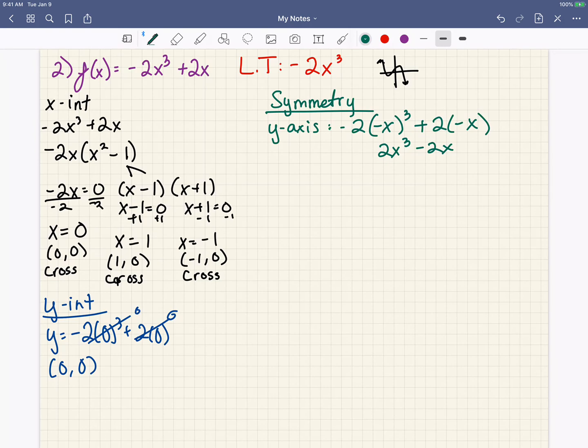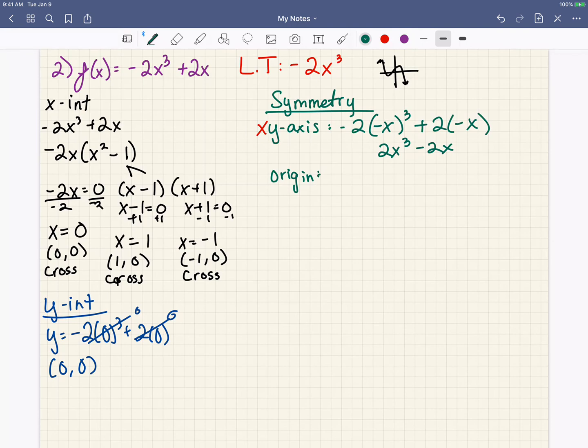So when I do the origin next, because this would be x squared, that's going to be a positive. x times 1 extra x is a negative. Negative and a negative is positive. So I know there's no symmetry about the y-axis. And then I know that I'm going to do the origin.